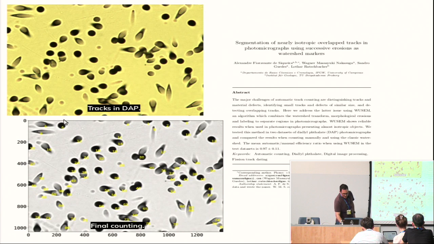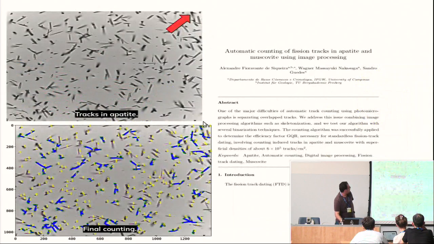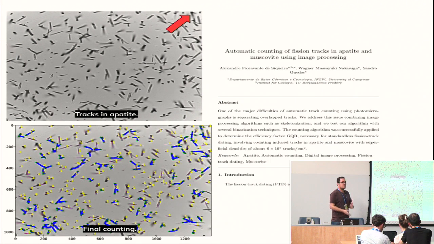Now for tracks in apatite. As you can see, they look more like cones. For cones, you have this structure, and we developed another algorithm that finds the beginning and the end of the track. Based on that, we can also separate some of them. We're getting there again. The images, the code, everything used in this study is available there.